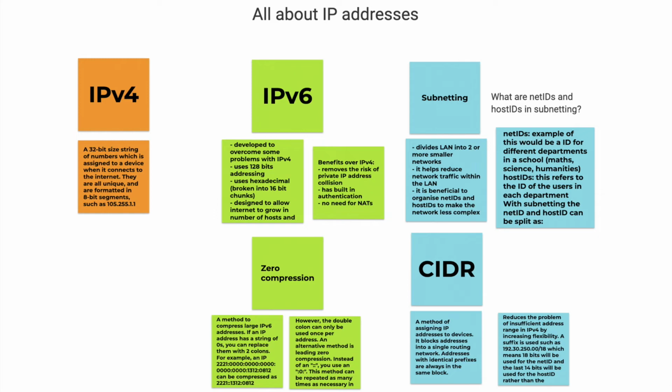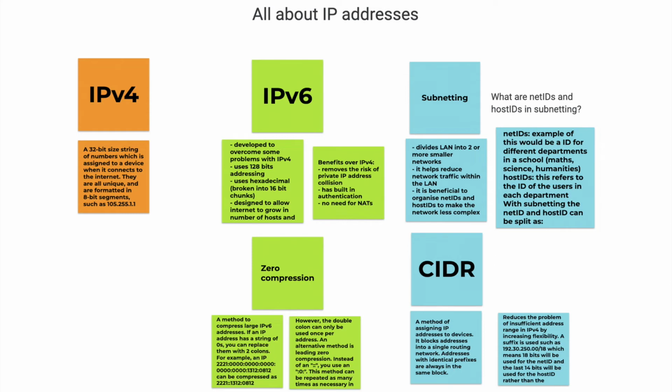However, the issue with IPv4 was that it's got a limited amount of IP addresses that it could use, even though it's in billions, but they're still running out. So a technique like subnetting is used to divide a LAN into perhaps 2 or more smaller networks and then use IPv4 addressing systems. Now, this helps reduce network traffic within the LAN in the first place, and it's beneficial because you can use techniques like organizing net IDs and host IDs to make the network less complex.